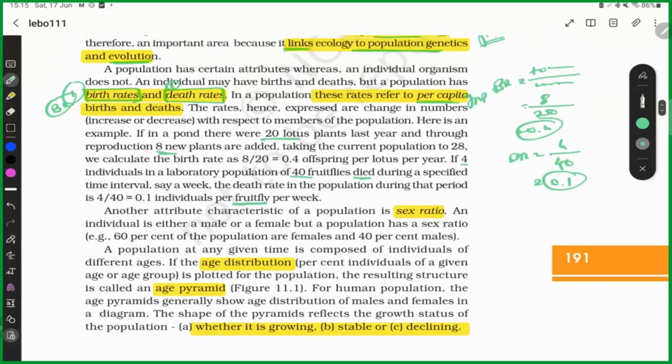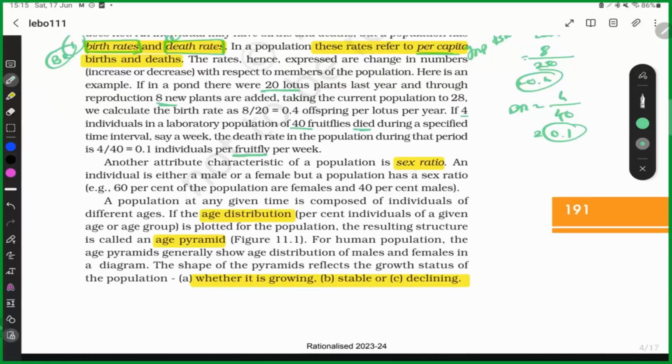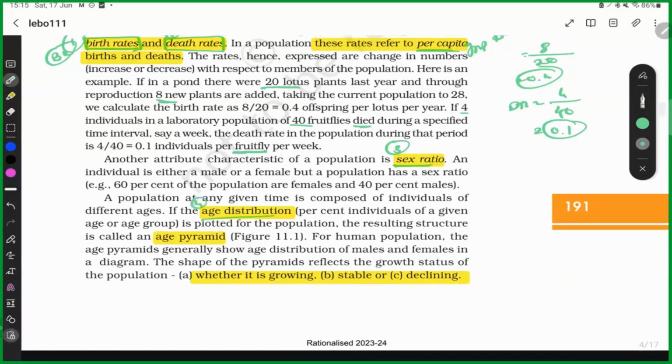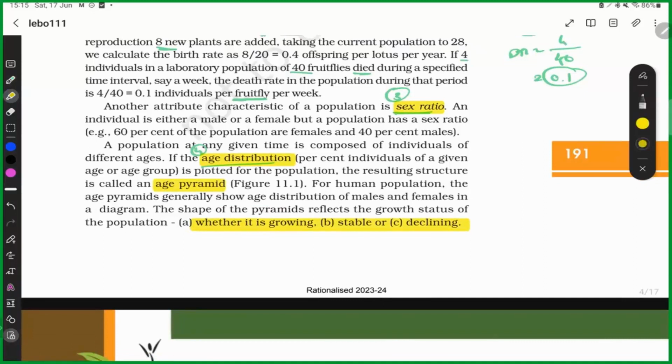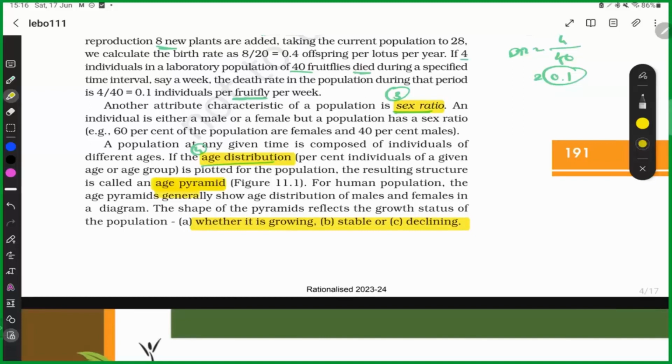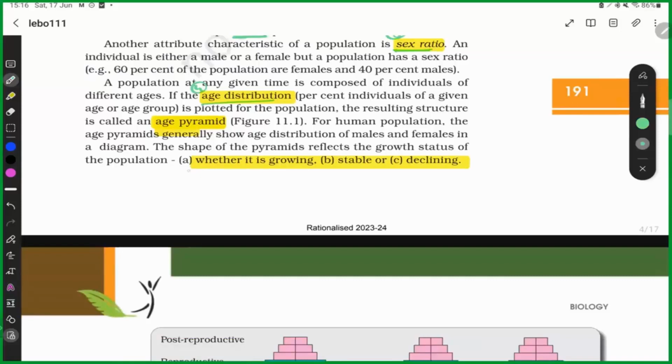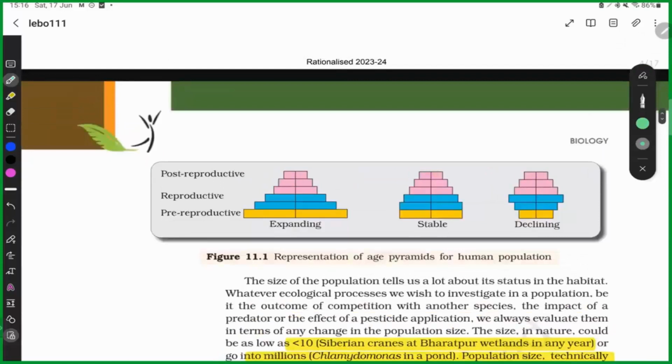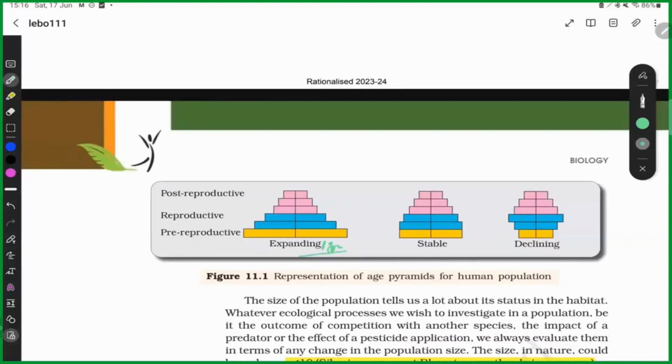Okay. And the third attribute is sex ratio. Fourth is age distribution. Age distribution means the percent of individuals of a given age group is plotted for the population. And by this, you can get an age pyramid. There are three types of age pyramid: one is growing, one is stable, one is declining. This is the expanding or growing one, with pre-reproductive, reproductive, then post-reproductive groups. It is like this, and this is a bell curve. This is stable, this is declining.